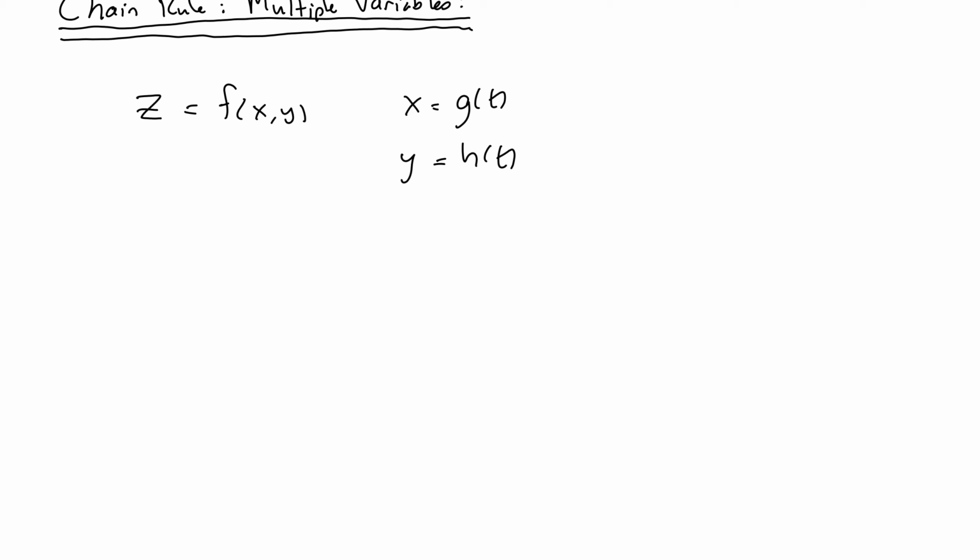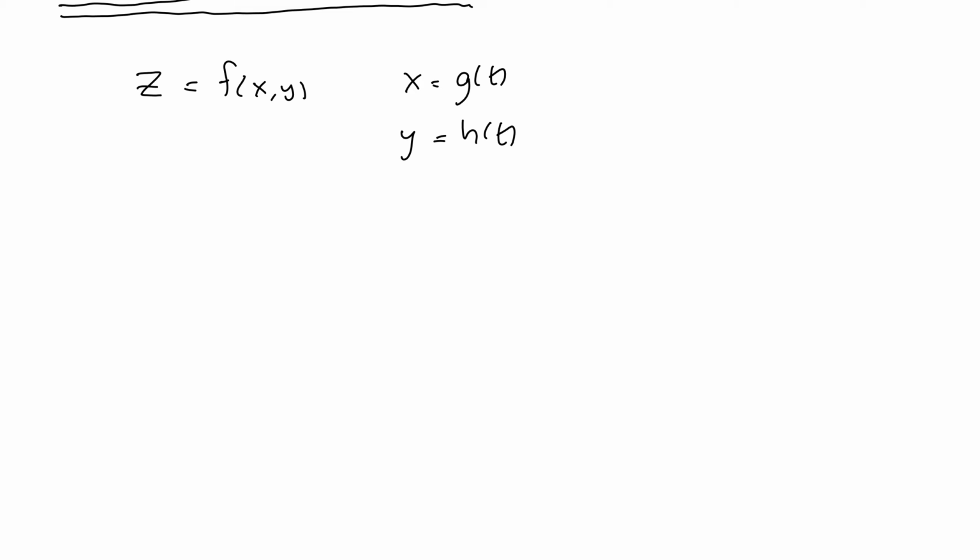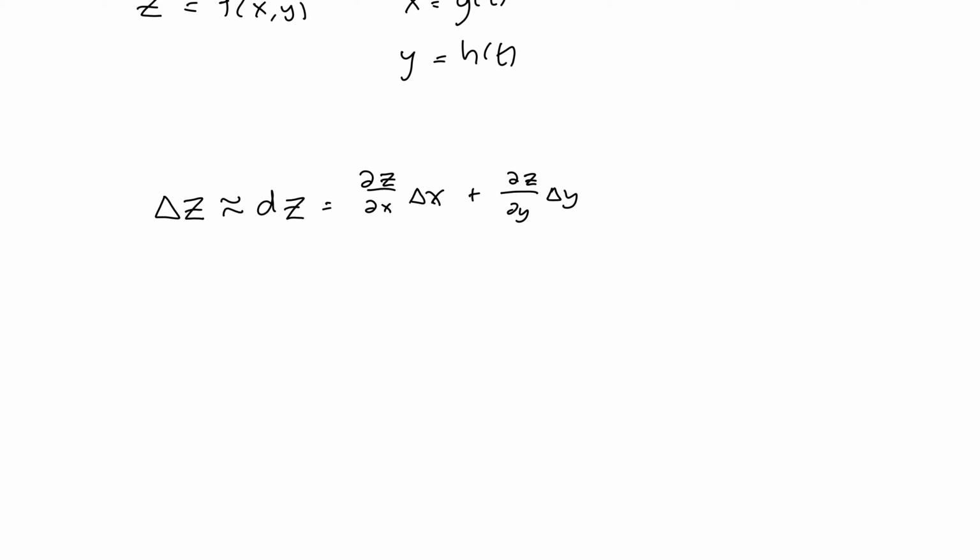So let's recall from our linear approximation that if we looked at the delta z, when we're looking at our differentials from the linear approximation material, this was approximately ∂z/∂x delta x plus ∂z/∂y delta y. And so that means our change in z here is approximately ∂z/∂x delta x plus ∂z/∂y delta y.